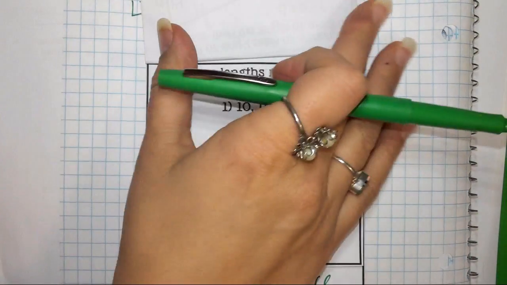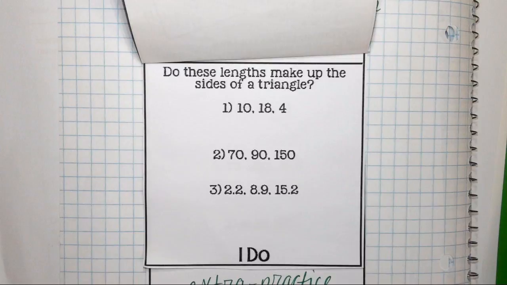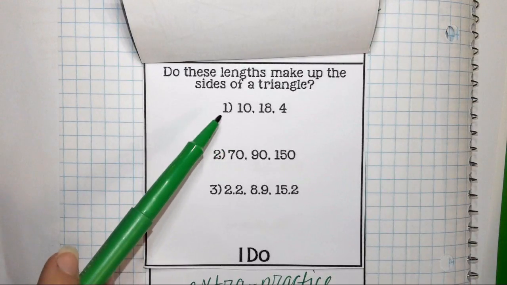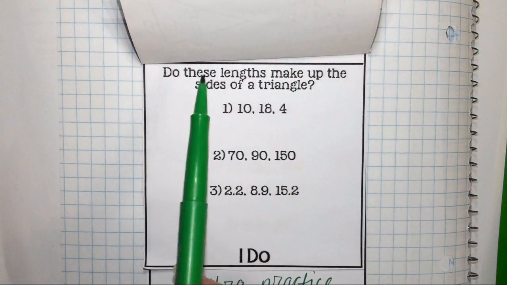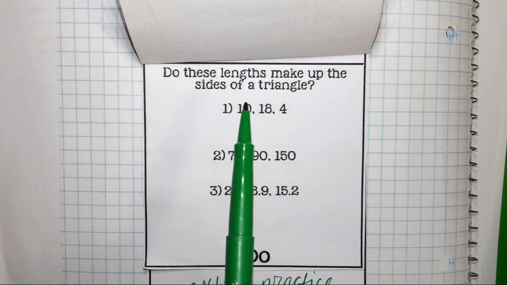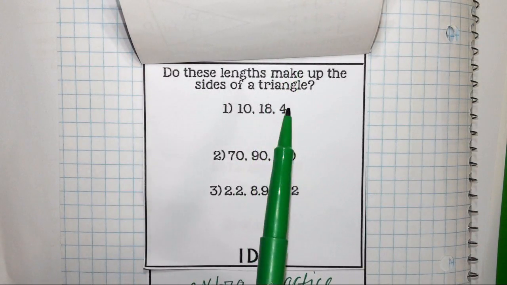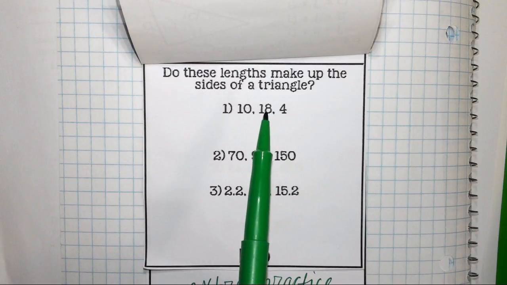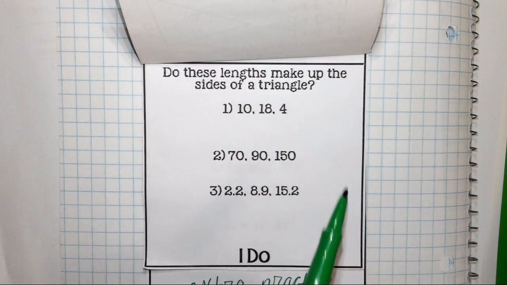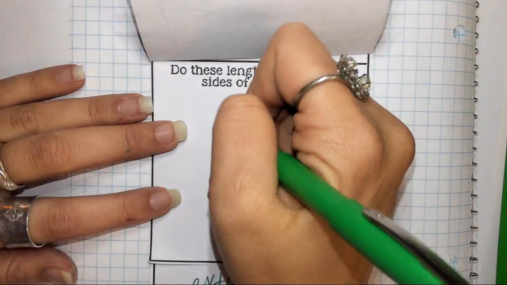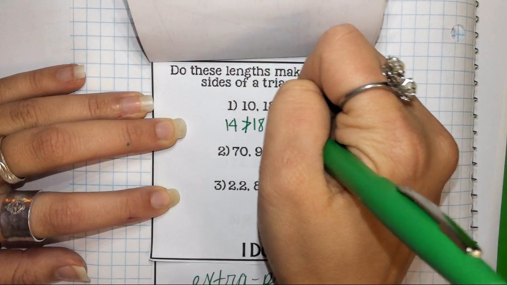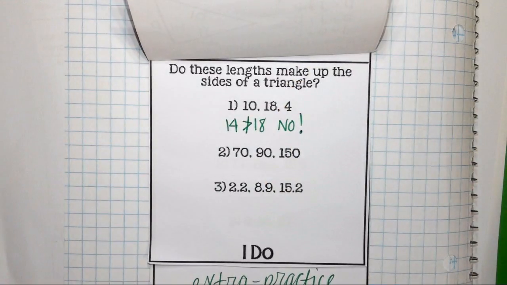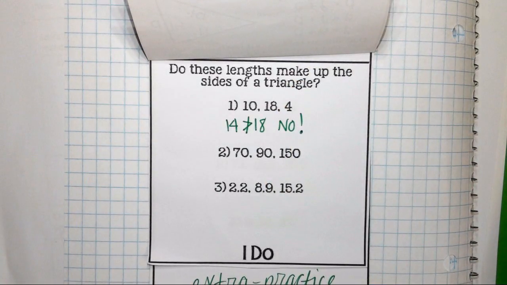So let's look at this page. So, do these lengths make up the sides of a triangle? You can add the smaller of the two sides together to see if it's bigger than the bigger one. So what's 10 plus 4? 14. Is 14 greater than 18? No. So you write that 14 is not greater than 18. This is not a triangle. That's it. That's all you have to do.